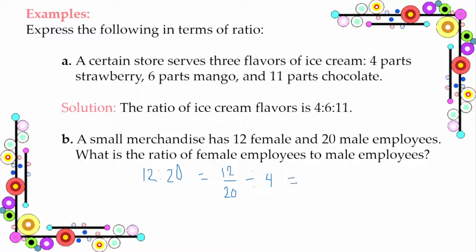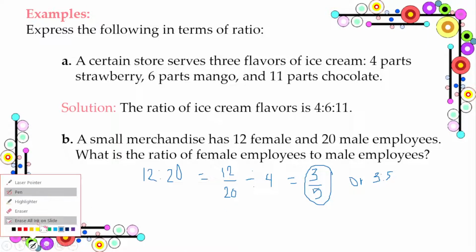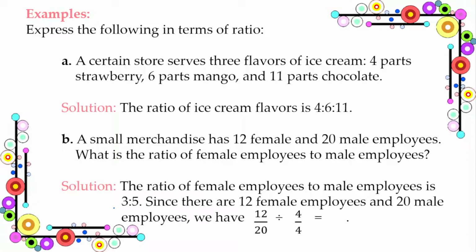So we have 12 divided by 4, we have 3. And 20 divided by 4, we have 5. So the ratio of 12 is to 20 is 3 over 5, or 3 is to 5. Okay? Ayan po. Kailangan po siya i-simplify into lowest term. Okay? Ayan.